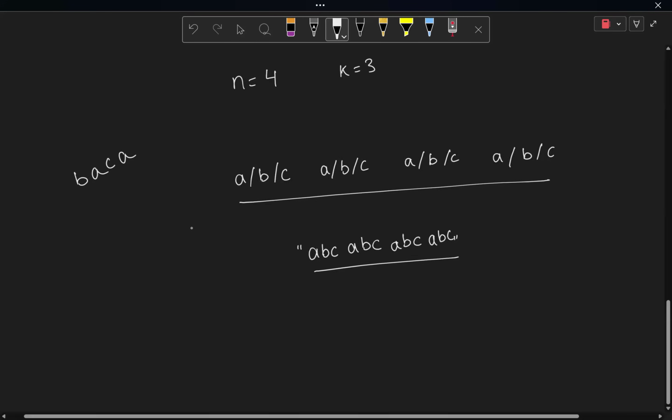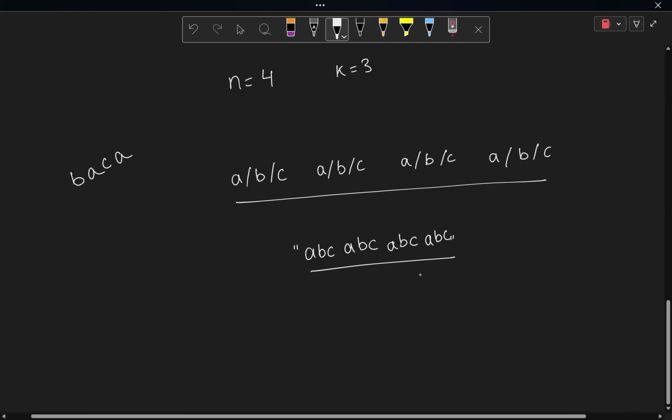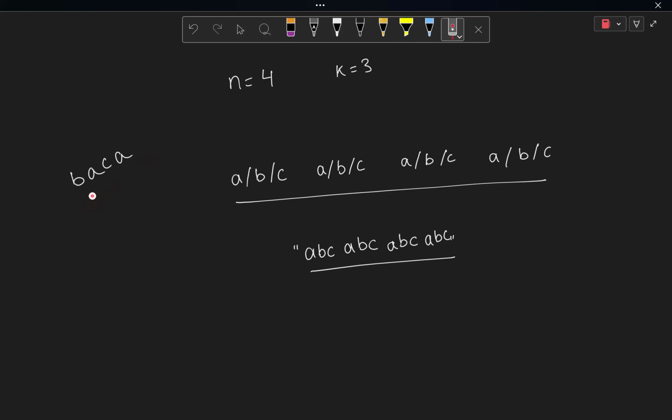this kind of string would come up in this string as a subsequence, because the first character you want is B. So you can just pick up the B from the first three characters. Then you want A, you can just pick up A from these characters. Then you can pick up C, then you can pick up A again. And this is kind of a pattern which we noticed.